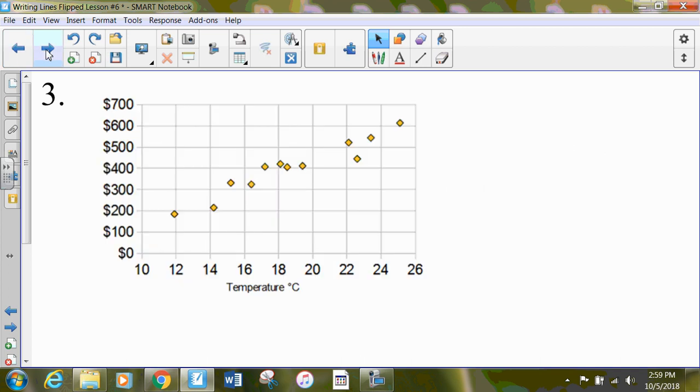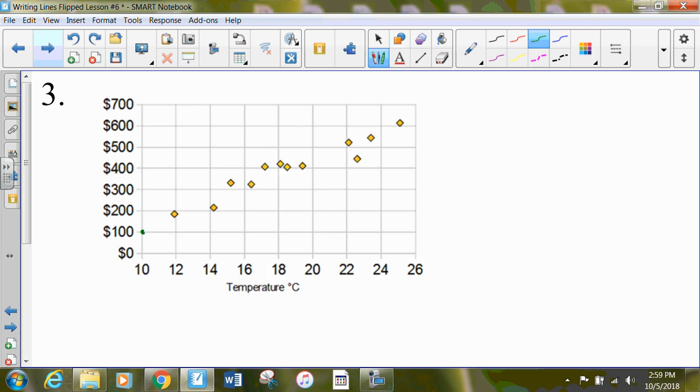But we have to notice that here in this graph, our x-axis is going up by 2s, right? 10, 12, 14, 16, 18. And our y-axis is going up by 100s. So the scaling is different, and we're going to have to be very careful. So what do you guys think? We could use 0 as a y-intercept, but I think a more appropriate one would be to pick 100.